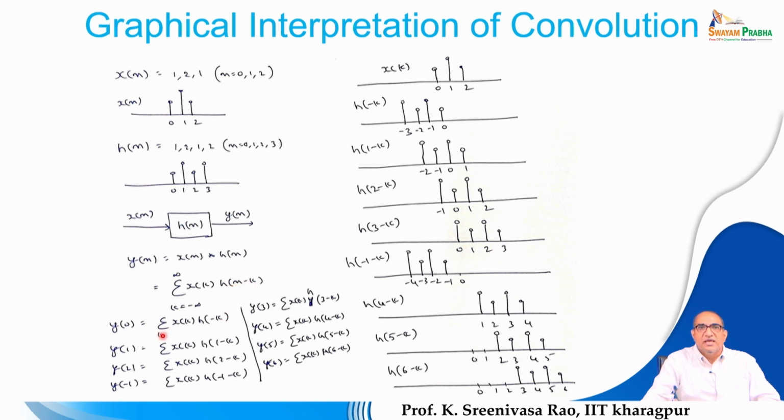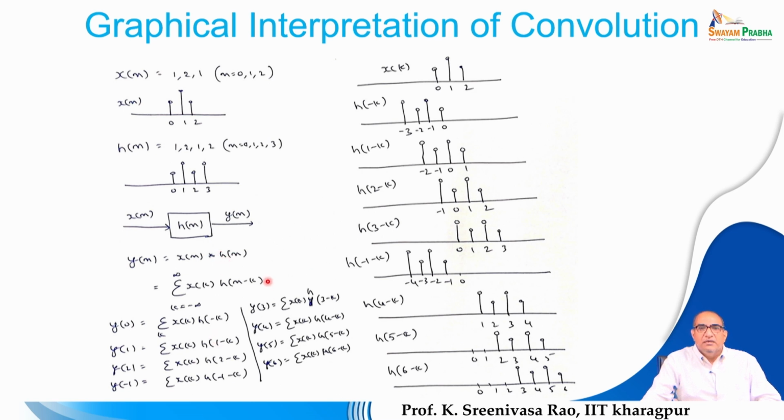So, this becomes h of minus k, and y of 1 is nothing but x of k into h of 1 minus k, and here the summation is there. I have not mentioned it here, but the summation is there. And y of 2 is nothing but x of k into h of 2 minus k, and so on, and similarly for other values. By plugging different values of n into this expression, you can compute the corresponding values of x of k and h of k, and then take a product of that. That way you can get the convolution output, or the output response of a system. It is nothing but the convolution between these two sequences.